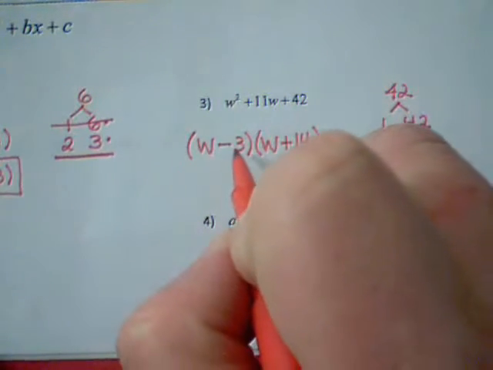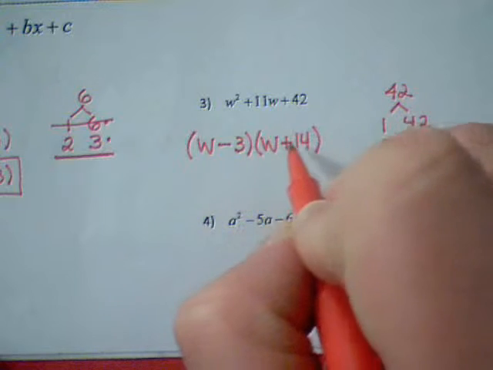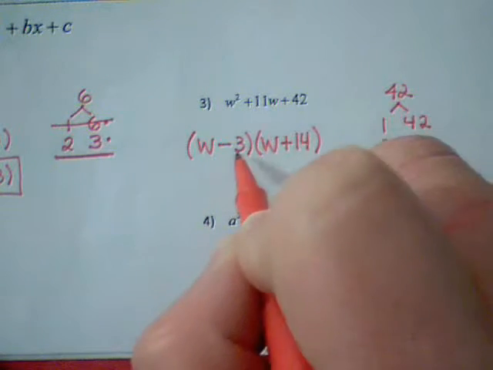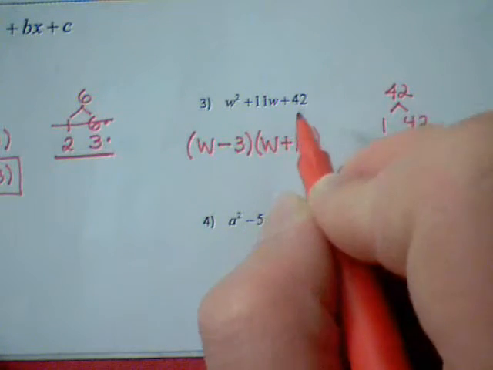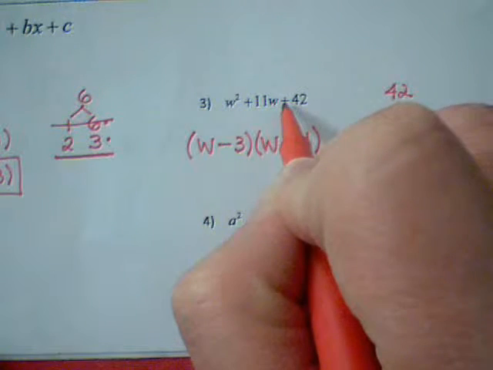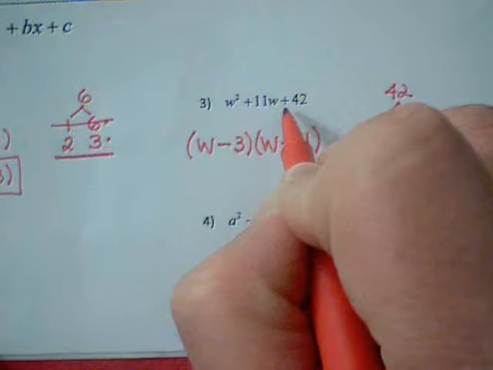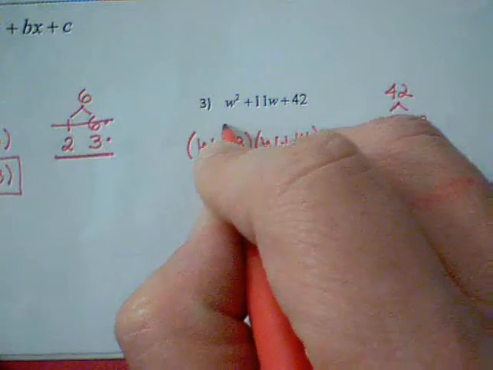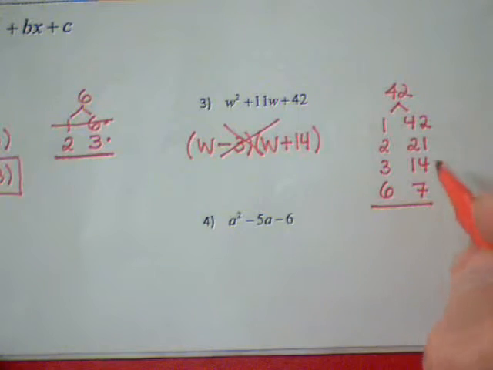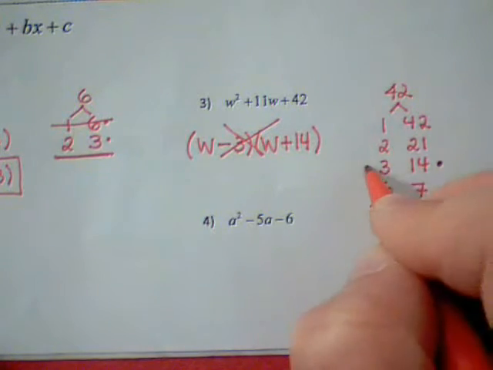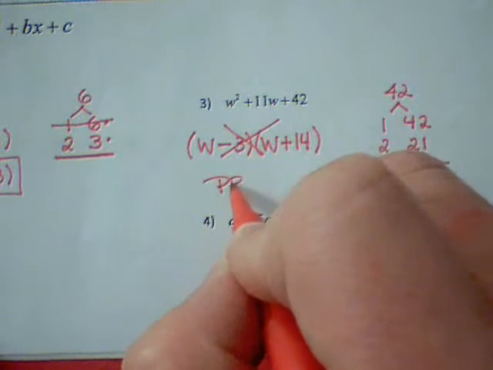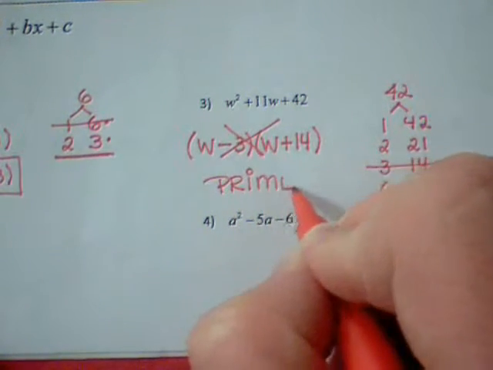Final check. Negative 3 times 14, does it give me positive 42? Well, 3 times 14 is 42, but we have a big problem because negative times a positive is a negative, and right here I have a positive sign. So guess what? This doesn't work. So I go back to my list over here and I say, do I have any other options? And the only option I had was this one. So guess what? There's no factoring. So therefore you're going to write prime.